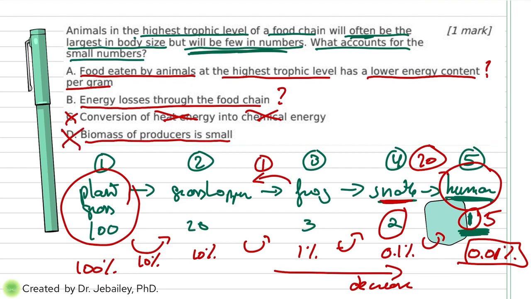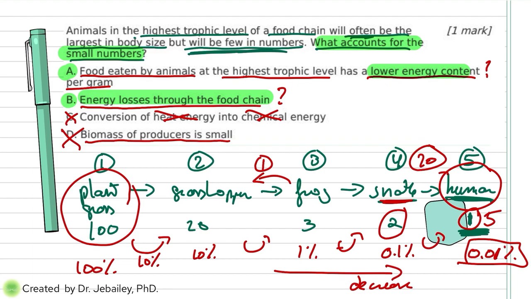So I know that students will always get confused between these two, A and B, because one thing is true. Yes, the food eaten by animals at the house has a low energy content per gram. That is true. But they're asking what accounts for the smallest number. And the reason for the smallest number is not the fact that the food has lower energy. It's because the energy was lost. That's why once the energy was lost, that's where you get the lower energy content.